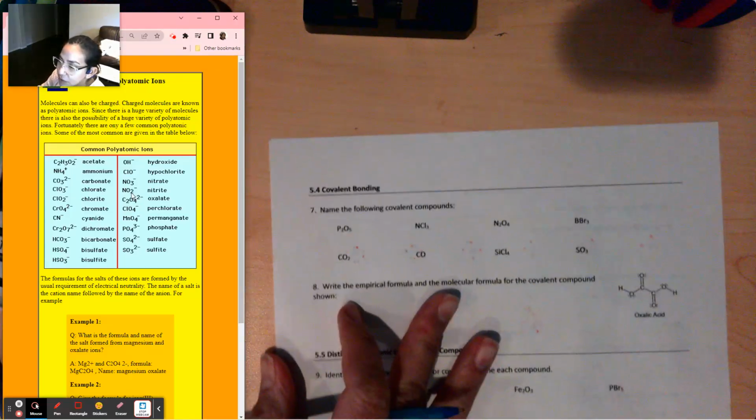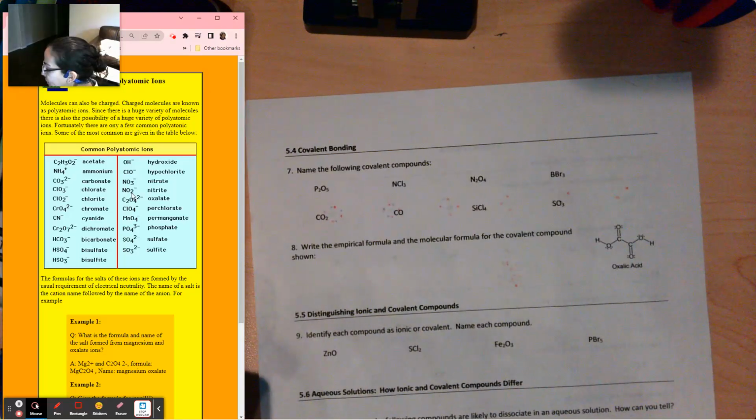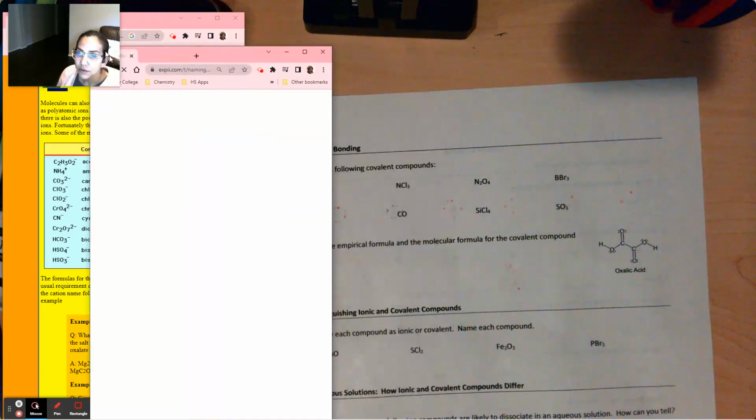All right, now let's do covalent bonding. Name the following covalent compounds. So this one you have to now know your prefixes that are going to be associated with covalent bonding. So example, it's like mono, di, tri, all those different prefixes. Let me open this one up in a new page right here.